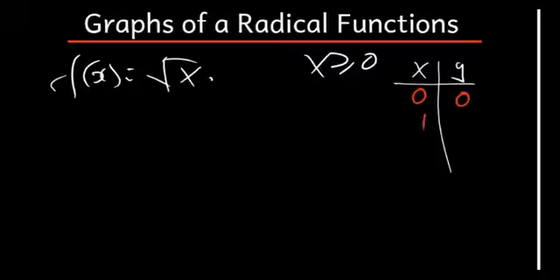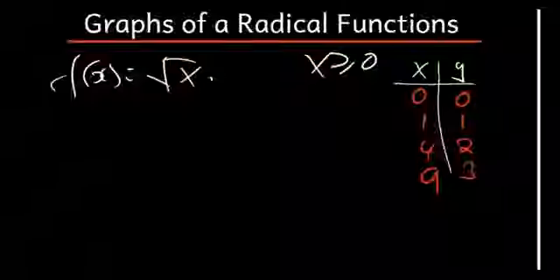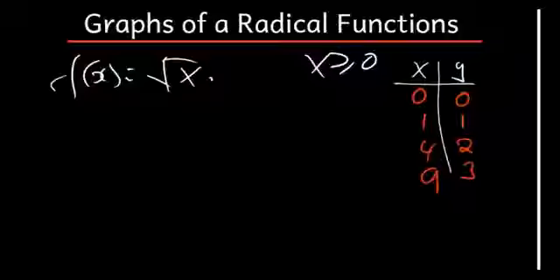Next, if I put 1, the value of y is going to be 1 because the square root of 1 is 1. So what if I put 4? The value of y is going to be 2 because the square root of 4 is 2. Next, I can say 9. The square root of 9 is 3. I can end there. If you want, you can have 3 coordinates. That's just okay.